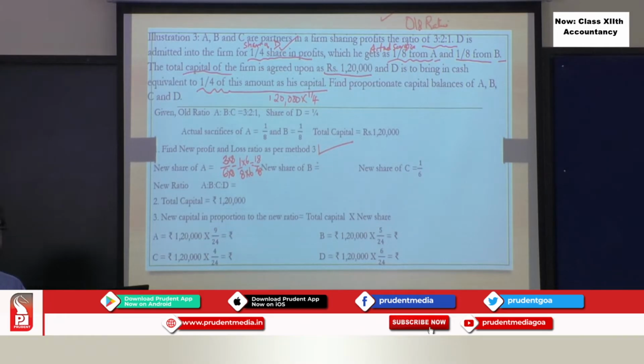The same way we will find the new share of B. His old share is 2/6 minus his sacrifice 1/8. Again we will convert these denominators into the same. Multiply by 6 here. So we are getting 2 × 8, 16, minus 1 into 6, 6. So 16 minus 6 will be 10 upon 48.